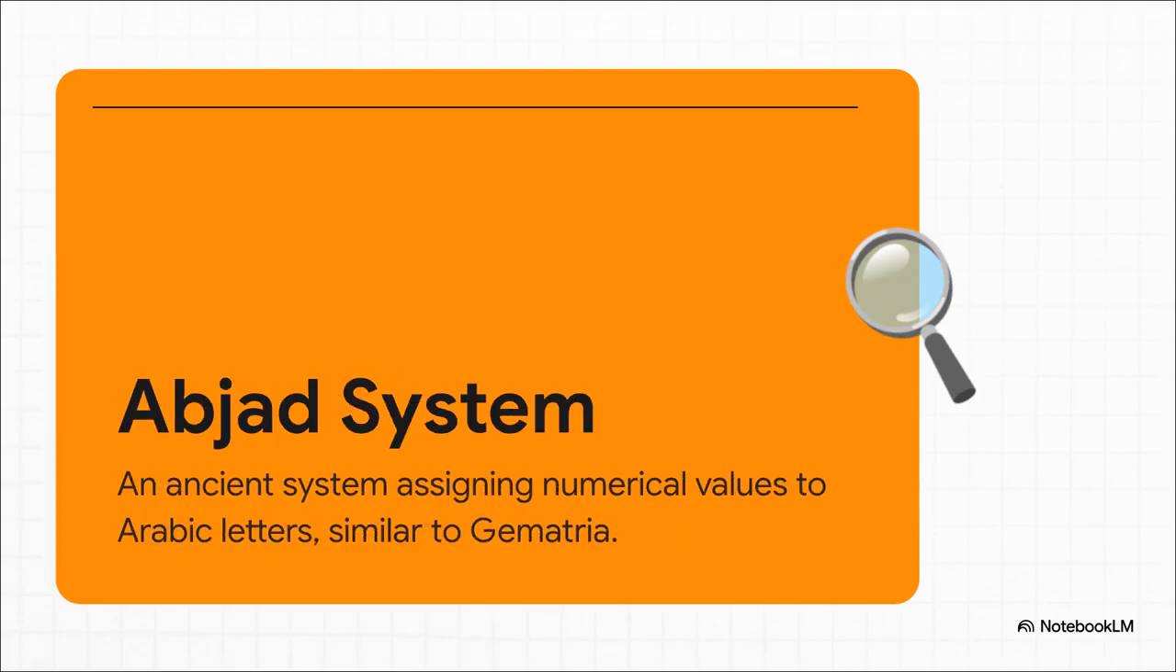And finally, we've got the abjad system. Now, if you're familiar with gematria, this is kind of similar. Basically, every letter in the Arabic alphabet gets a number assigned to it. This adds a whole other layer to the analysis. For instance, the letter Qaf, which is the name of a whole chapter, represents the number 100.